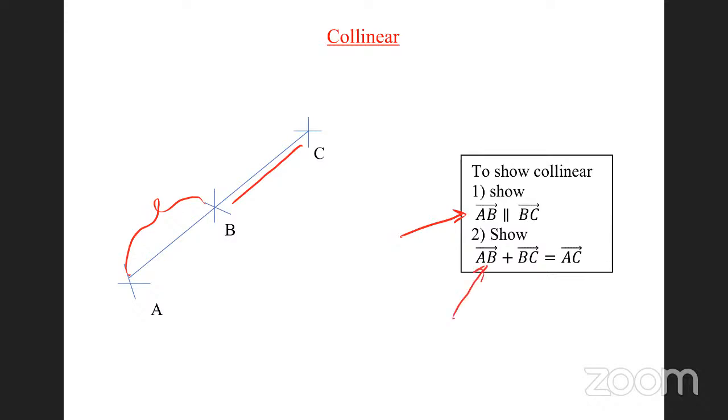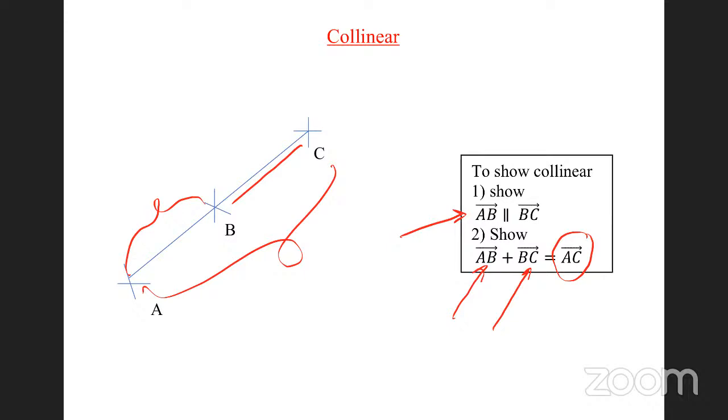And last step. Since we know AB and we know BC, we have to find AC. Find the whole line. Add them and see if we get them to be the same. All right? So those are the rules of collinear. Are you okay with that?